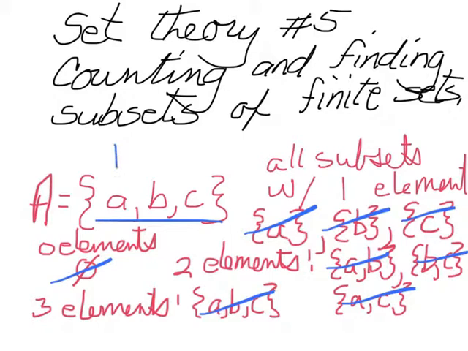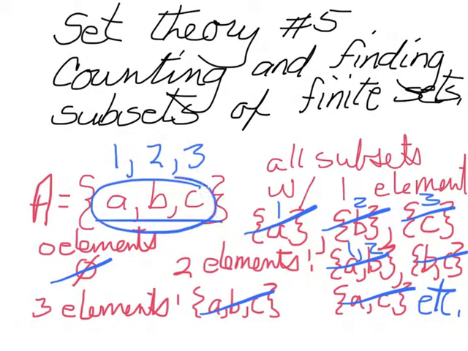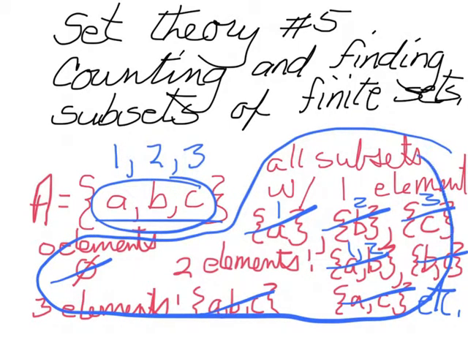If I change the elements to say 1, 2, 3, would the nature of my subsets change? Not at all. I'd have the set 1, the set containing 2, the set 3, 1, 2, etc., etc. Okay? So this leads us to an idea. We have 3 elements and 8 subsets. So how do we connect all of them? And that's the key idea for this next slide.